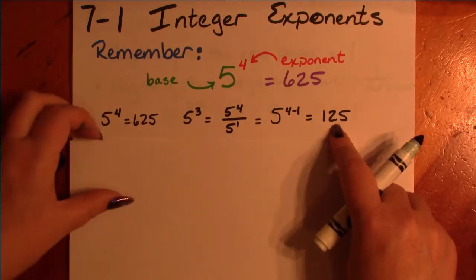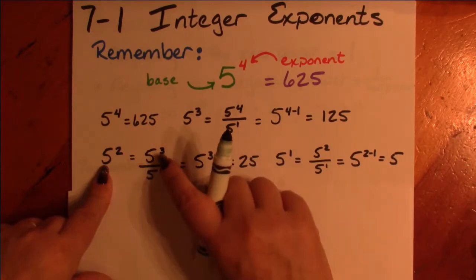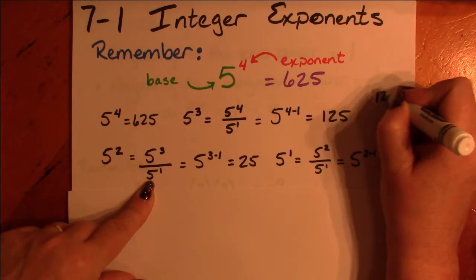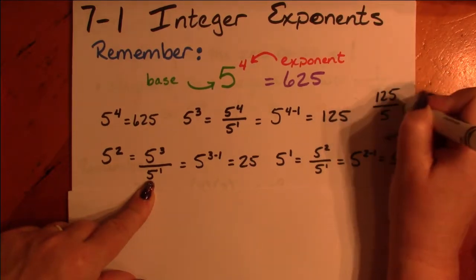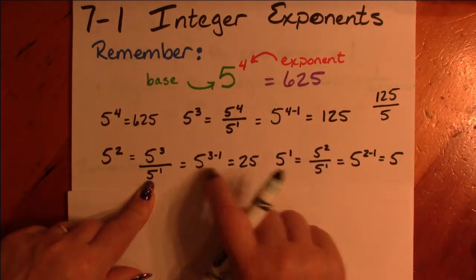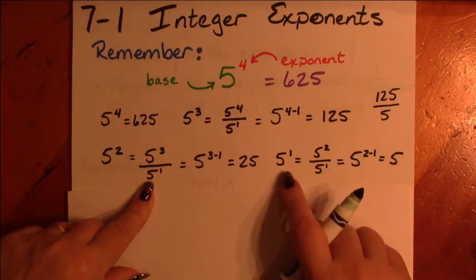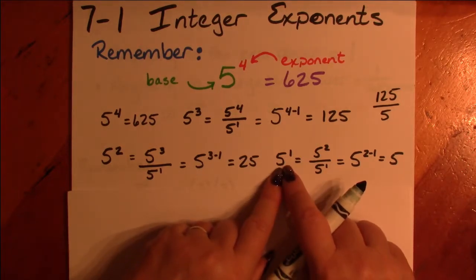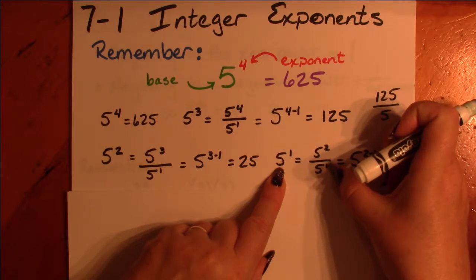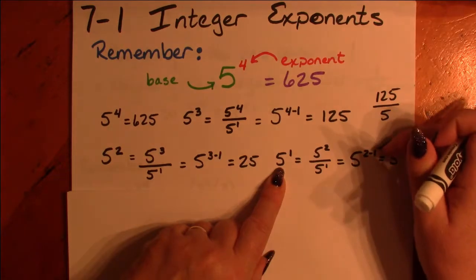We're going to do that again. 5 to the 2nd power is 5 to the 3rd power divided by 5. And that's 25. That's 5 to the 3 minus 1. See how that works? Let's do it again. 5 to the 1st power is 5 to the 2nd power divided by 5 to the 1st power. It's 5 to the 2 minus 1, which is 5 to the 1, which is 5.